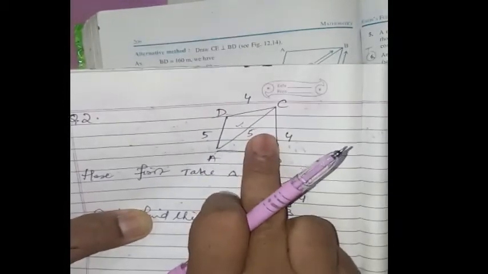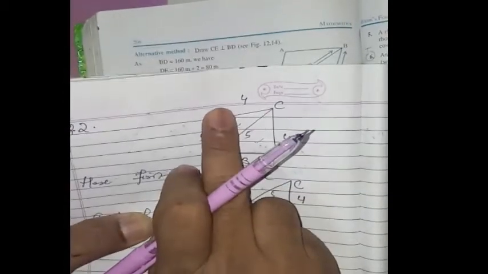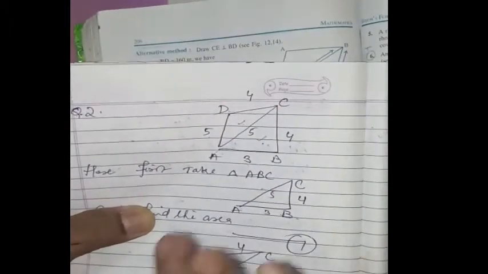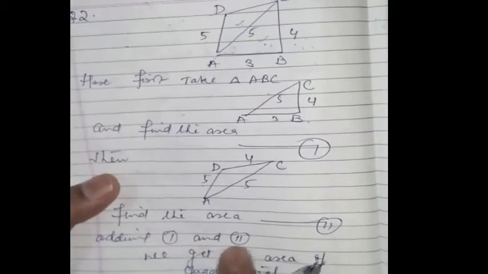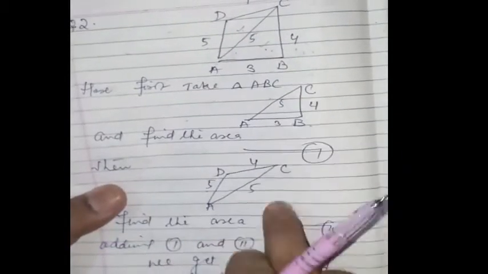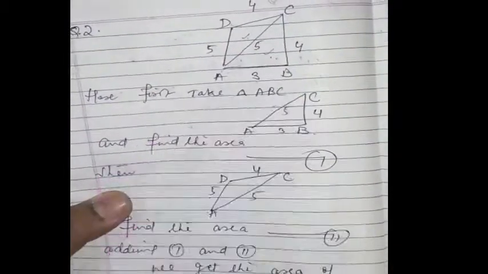So by Heron's formula you find the area of this, and by Heron's formula find the area of this, and add that. You will get the area of ABCD. Then find the area by adding 1 and 2, the area of this plus the area of this. You will get the area of ABCD.